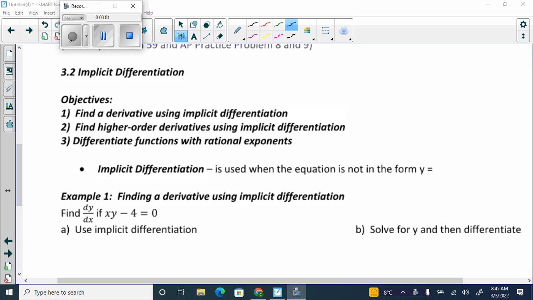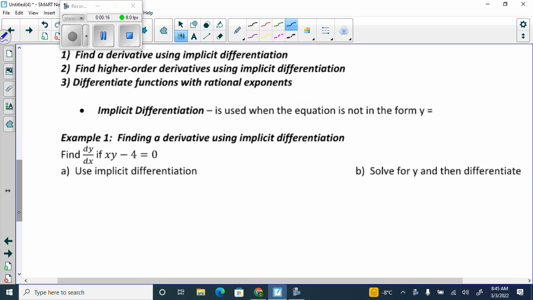When you have more than one y, you have to do implicit. If you have a mixed up y, so it's not in y equals, you could do implicit or get y by itself and then do that. So we're going to do both for this question only.